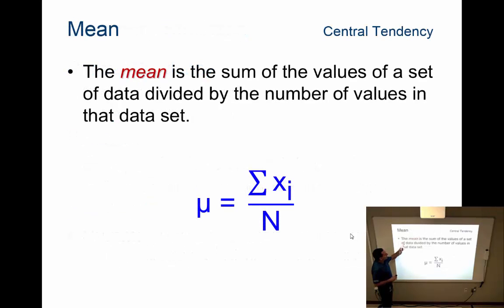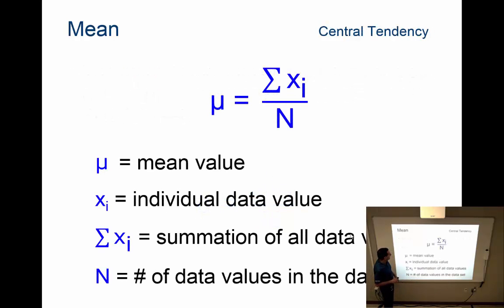So let's start with mean then. The mean is going to be the sum of the values of a set of data divided by the number of values within that data set. And there is an actual formula for calculating the mean. In this formula, this is our symbol then for the mean. Our X is the individual data values of our data set. This is the summation symbol, which means that we're going to add up all of the individual numbers within our data set, and then N represents the number of data values within that set.